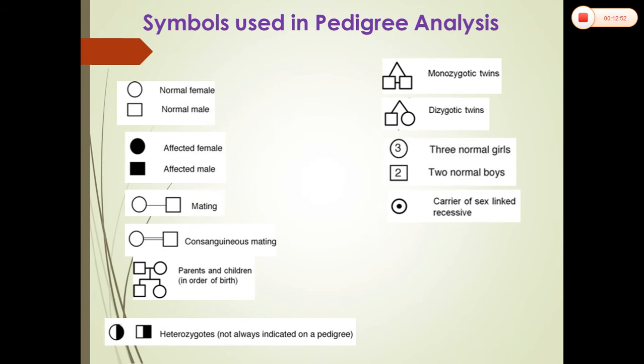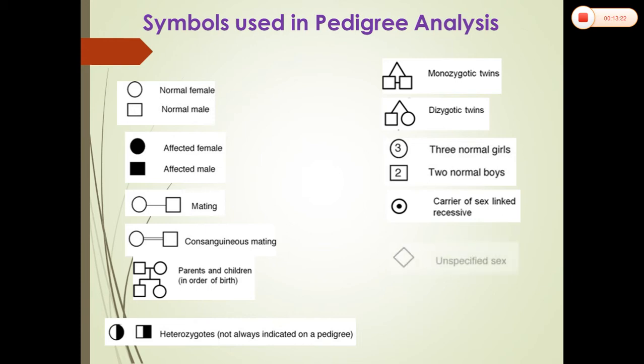Okay. Next one. Carrier of sex-linked recessive. We know that mostly in the sex-linked, females act as a carrier. So to show a woman is a carrier, we have to put a dot inside a circle. Now this is also most of the time not shown in the pedigree chart, but a circle with a dot at center means that woman is a carrier for the trait.